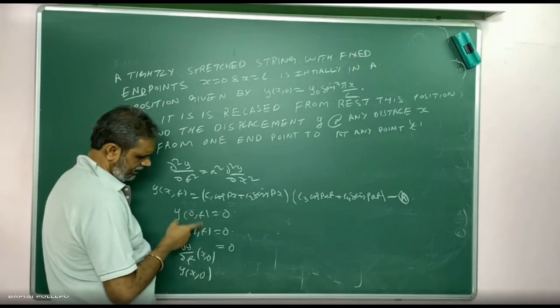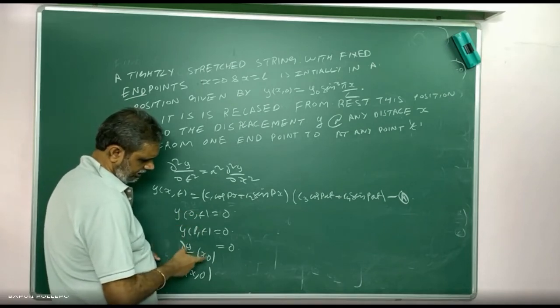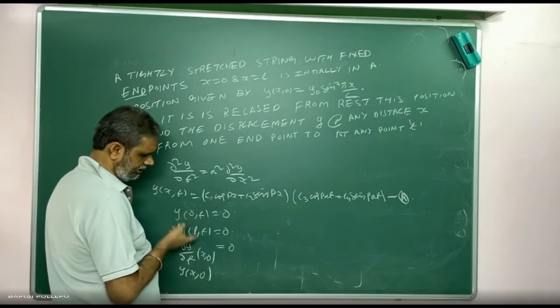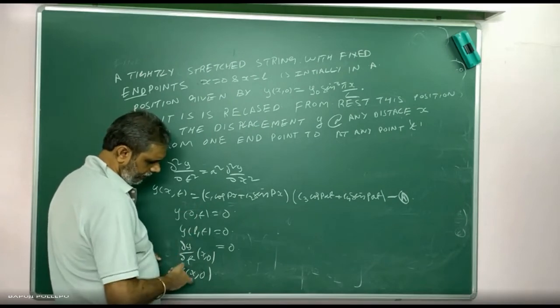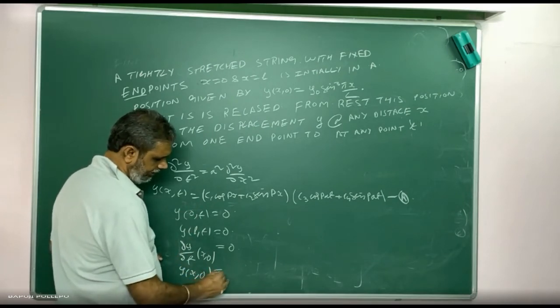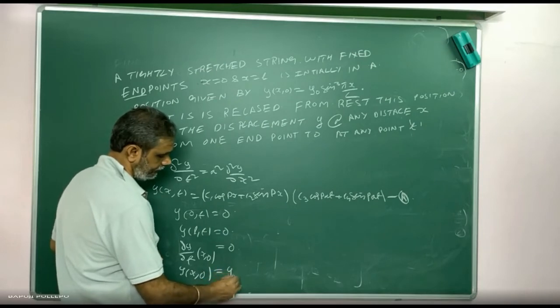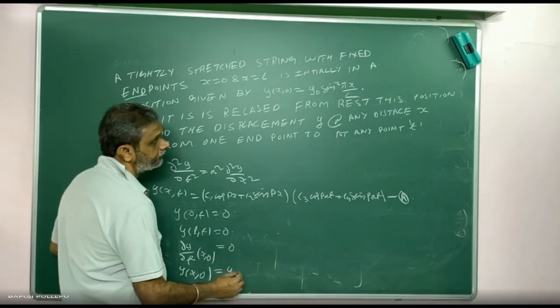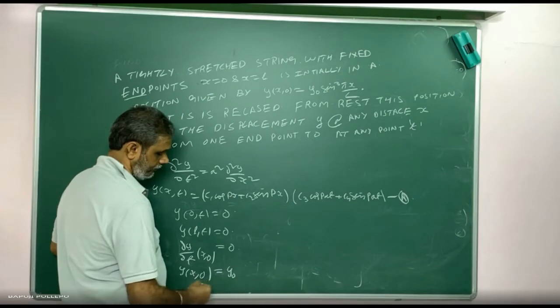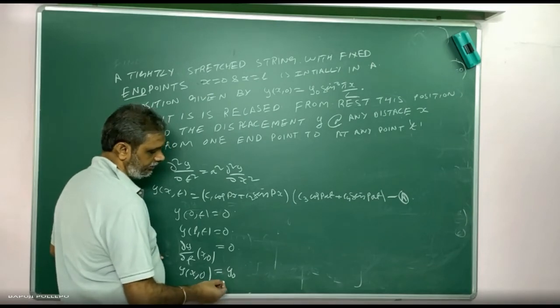Here t is not constant, x is constant. Here it is T0, T0. This is called the initial condition, this is called the boundary conditions. y of x comma 0, what is given? Tell me. Displacement, what is given? Initial displacement.